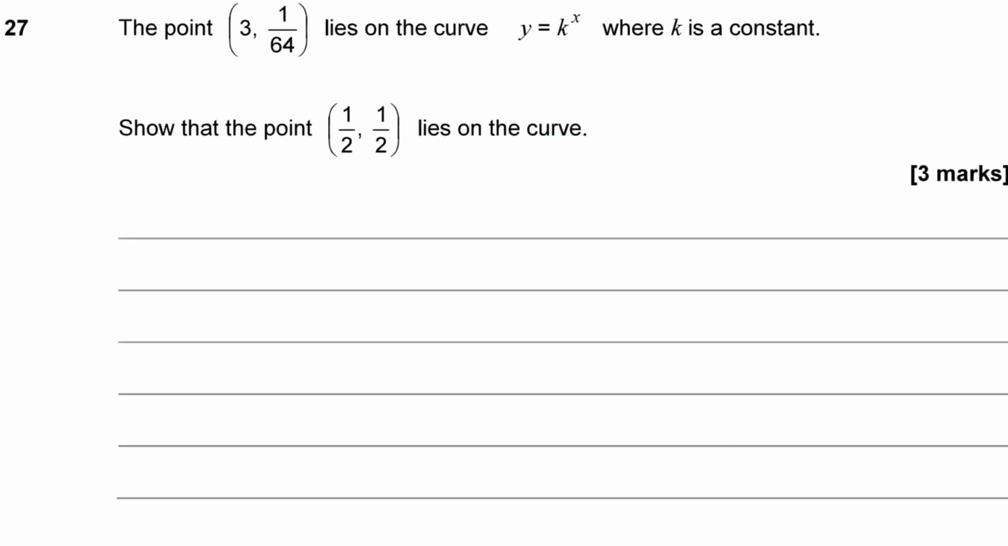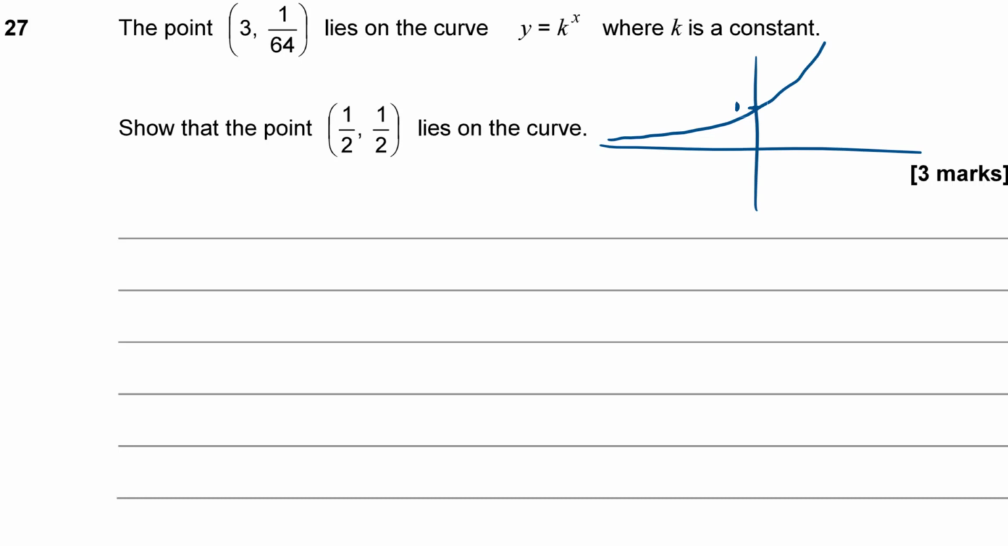Right, question 27. The point (3, 1/64) lies on the curve y equals k to the power of x, where k is a constant. Show that the point (1/2, 1/2) lies on the curve. Now this is what we call an exponential curve, and exponential curves always look like this. You should know your graph types. Do you know what that value is there?